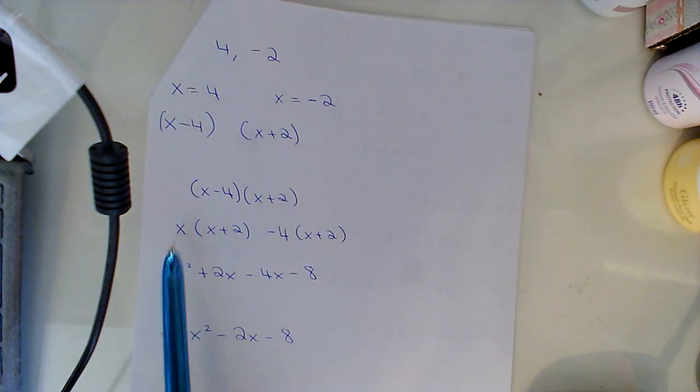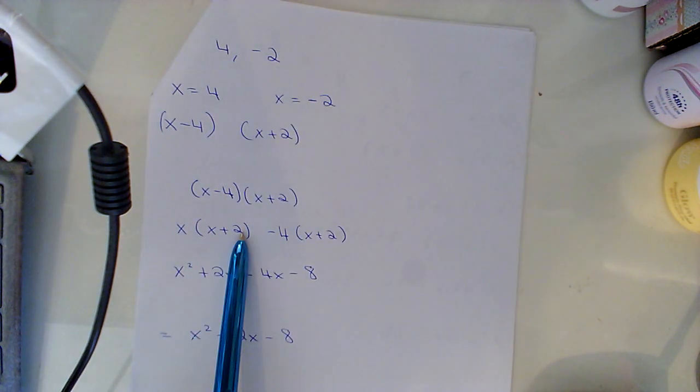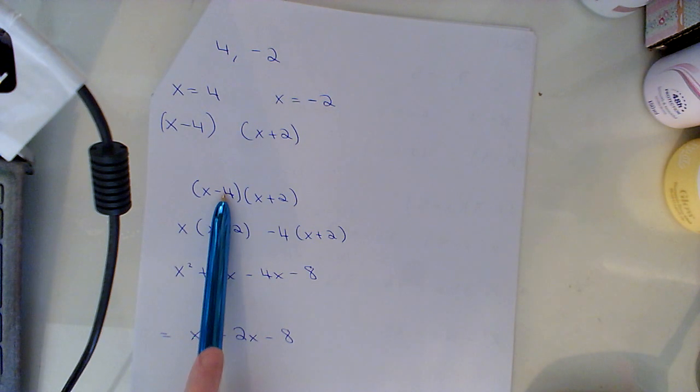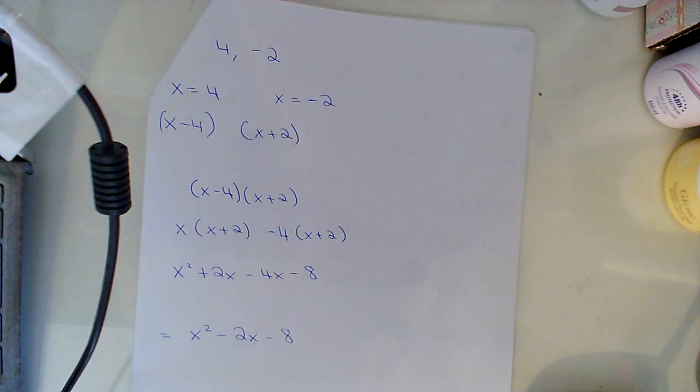So I have the first term, which is x, times everything in my second bracket, and my second term, which is minus 4, times everything in my second bracket. So I have x times x, x squared, x times 2, 2x, minus 4 times x, minus 4x, minus by plus gives me minus 8. So I have x squared minus 2x minus 8 is my final answer.